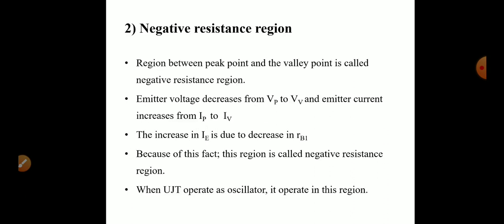And the next one is the negative resistance region. The region between the peak point and the valley point is called the negative resistance region. Emitter voltage decreases from the peak point voltage to the valley voltage, and emitter current increases from the peak current to IV. IP is the peak current and IV is the valley current. The increase in IE is due to the decrease in RB1. Because of this fact, this region is called the negative resistance region. When the UJT operates as an oscillator, it operates in this region.